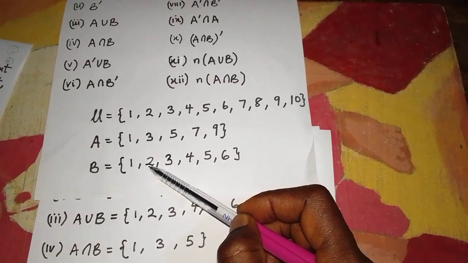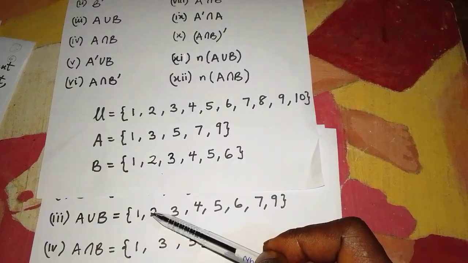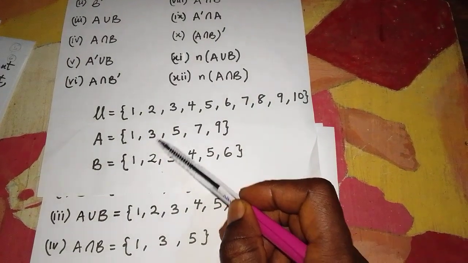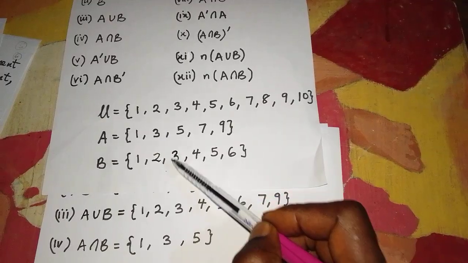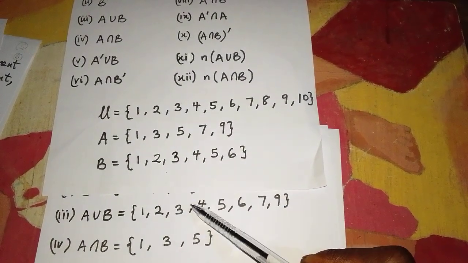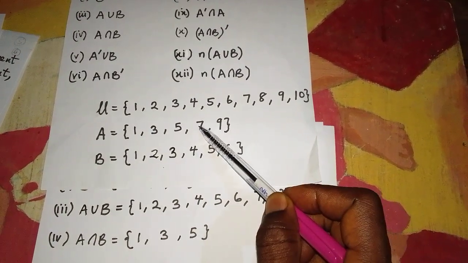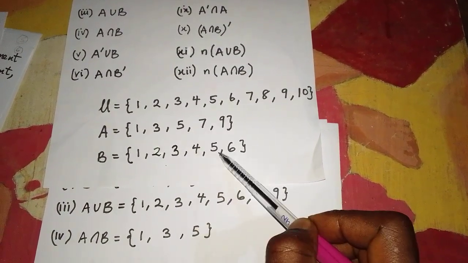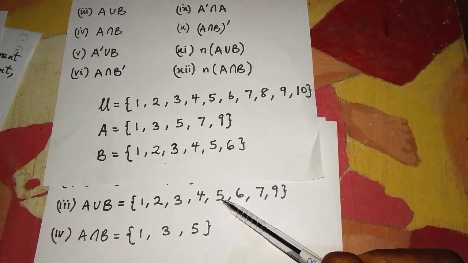2 is in B, not in A, so we write 2. I'm combining set A and B together. 3 is in both of them, just use 1, 3 to represent the two. Then 4 is also in the two sets, you write 4. Then 5 is in the two sets, you just use 1, 5 to represent them.